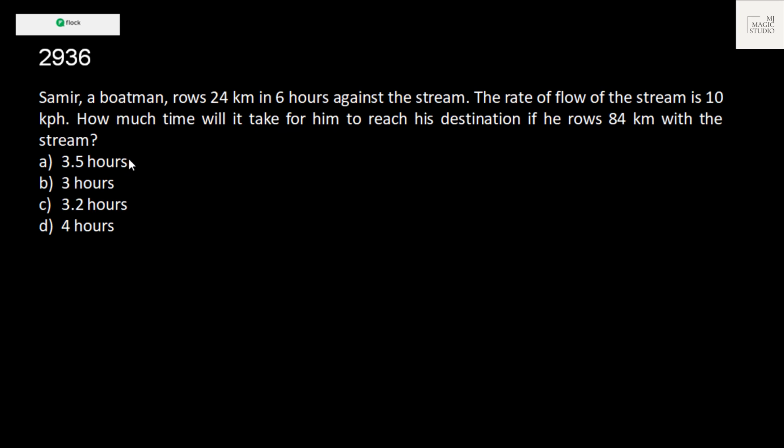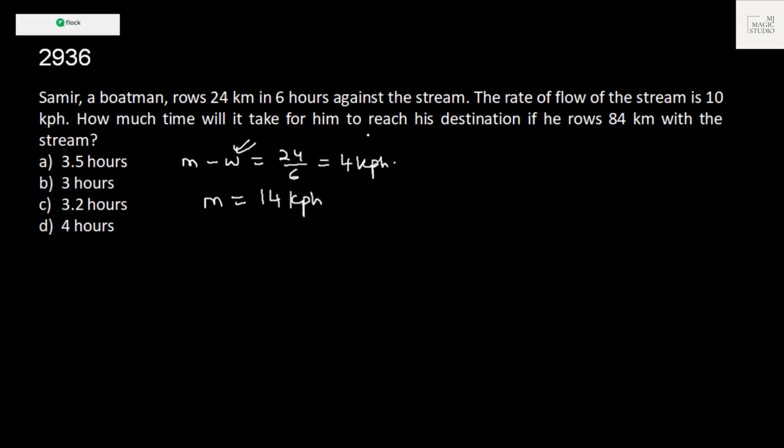We need to practice time, speed, distance, and here is a classical from upstream and downstream. Samir, a boatman, rows 24 km in 6 hours against the stream. That means upstream. Upstream speed is m minus w. That is distance traveled in time, so this is equal to 4. The rate of flow of stream is 10 kph. That means speed of the boat in still water is 10 plus 4, 14 kph.